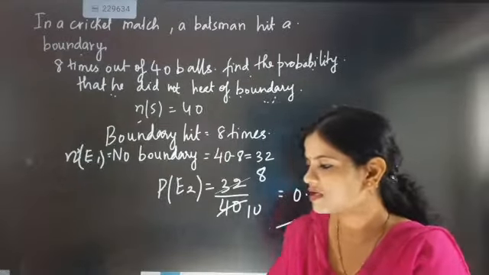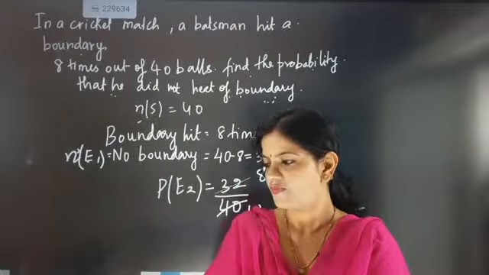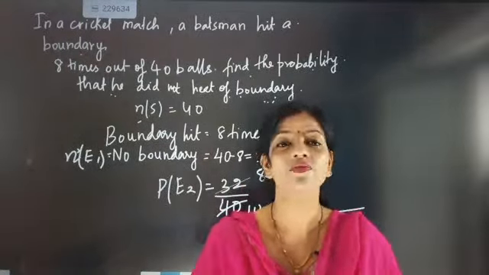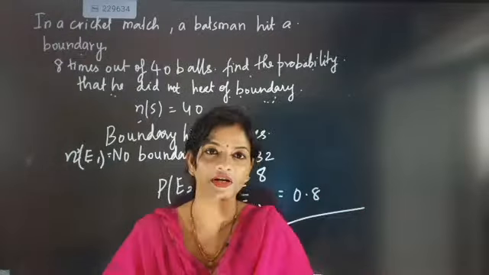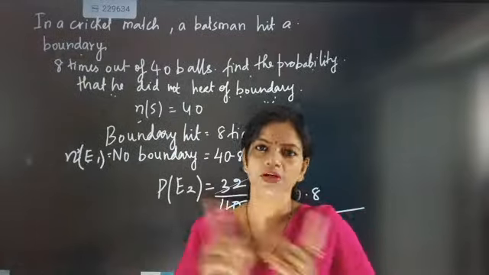Probability of not hitting is coming as 0.8. 4 by 5 is 0.8 only. Whenever you are solving questions of probability, one very important thing is that the answer should come between 0 and 1.